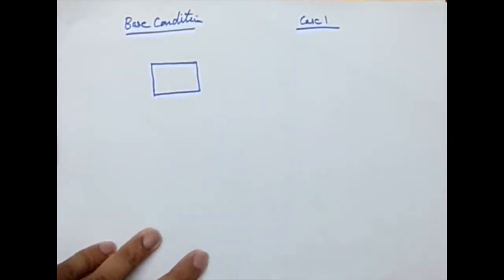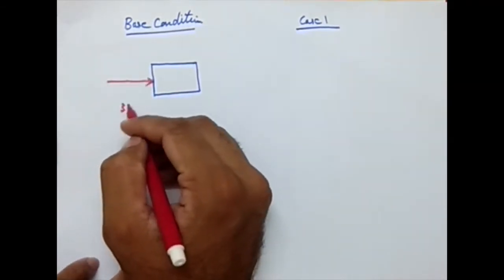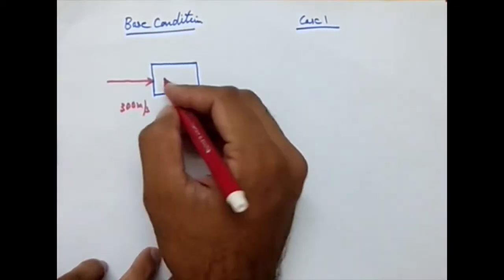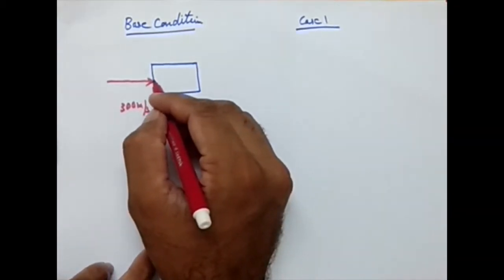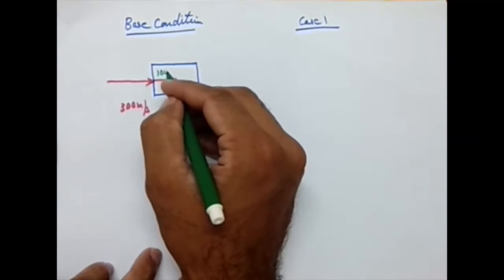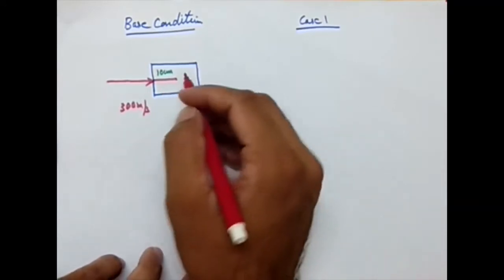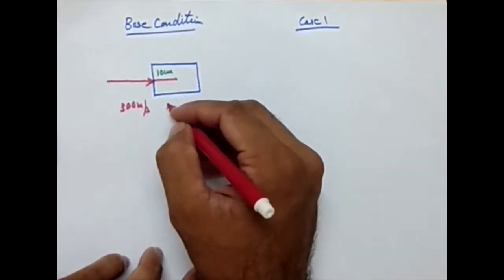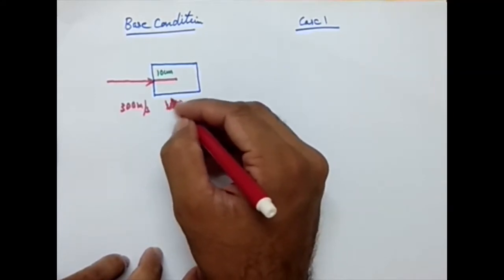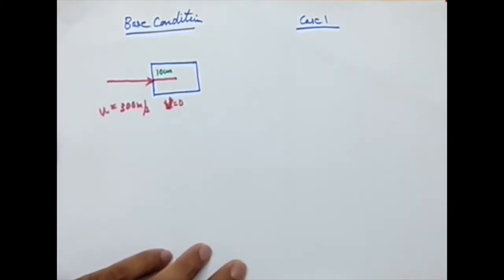and there is a bullet fired from a distance at a velocity of 300 meter per second, and it penetrates the wood up to a depth of 10 centimeter, and finally it comes to rest. So when it finally comes to rest, the velocity will be zero. So the initial velocity is 300 meter per second and final velocity is zero, and it travels a distance of 10 centimeter. There are some more information that is given in the problem.